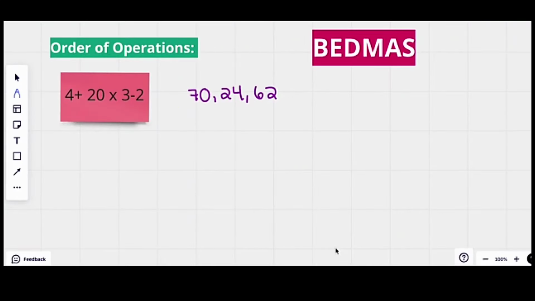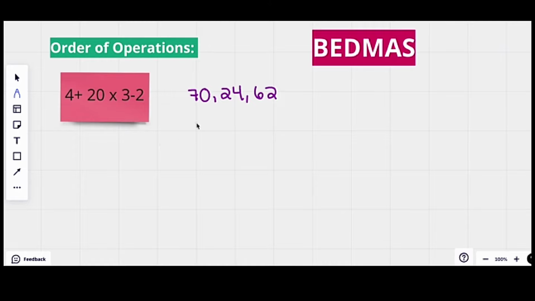When we have questions that have multiple operations, so for example, this one that has an addition, a multiplication, a subtraction, sometimes we may not know what we have to do first, and we may think that we just do them in the order that we see them. But unfortunately, they all give us different answers.